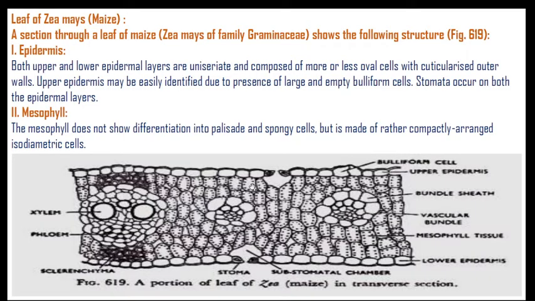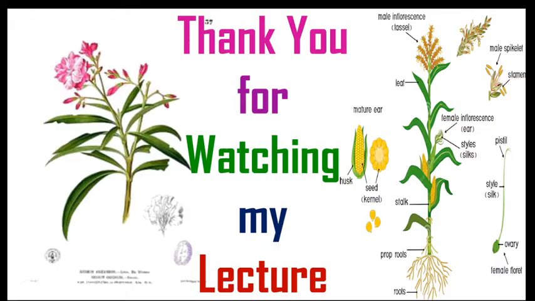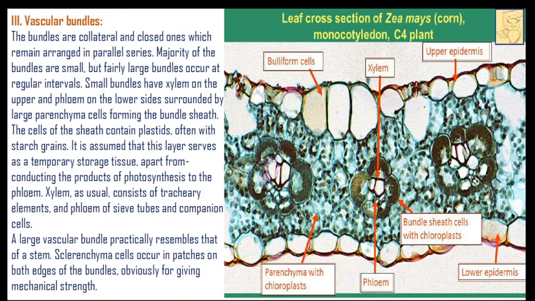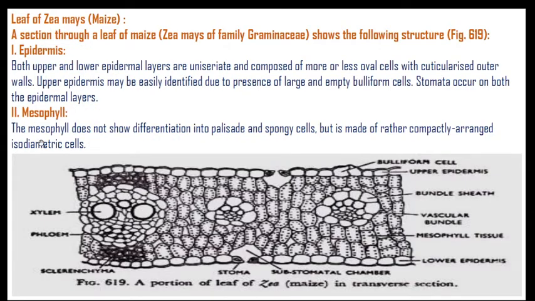So then come towards the leaf internal structure of a Zea mays, that is maize plant. This section of a Zea mays, which belongs to the family Gramineae, shows the presence of epidermis, mesophyll, then vascular bundles, and the epidermis.